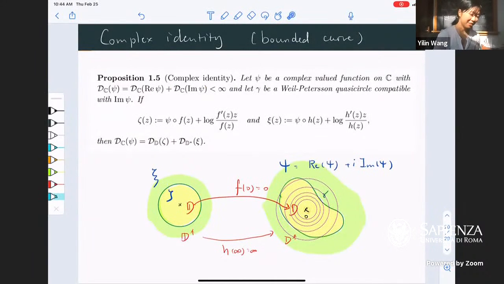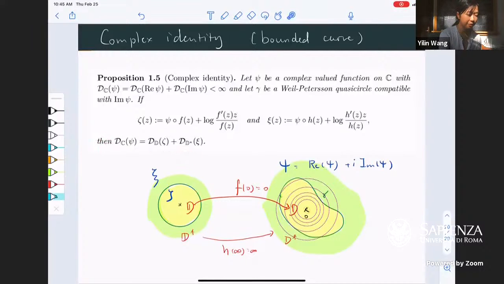Another consequence is the complex identity in the case of bounded curves. In Frederick's talk, he showed one for infinite curves, where this complex identity expresses simultaneously the welding identity and the flow line identity in a mysterious way. And here we have something similar. The transformation law is a bit different. It's log of f prime z over f, and h is the conformal map from the outside here.